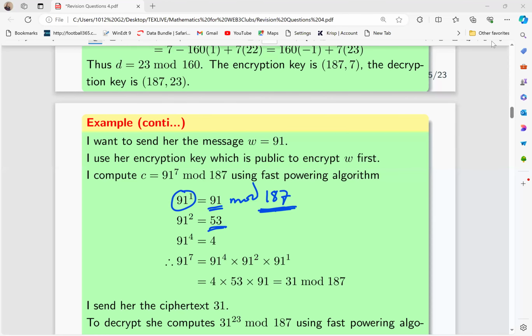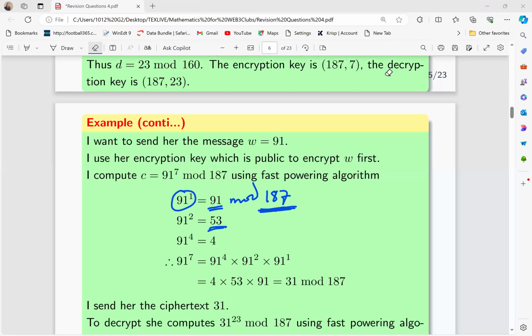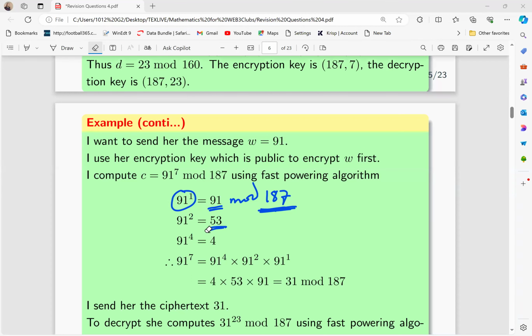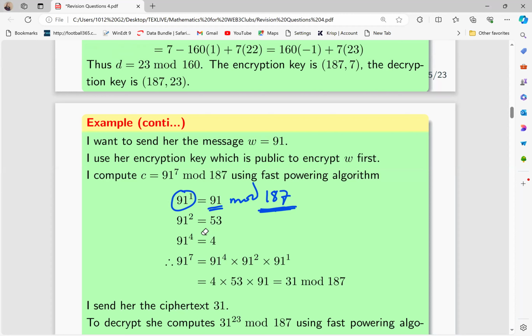You get 53. So we only focus on the remainder. Do you understand what we are doing? We are noting the remainder at every stage after dividing by the mod, the divisor, which is 187. So you've done it and found 53.